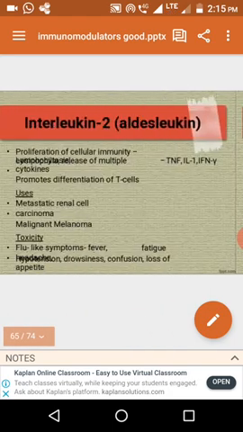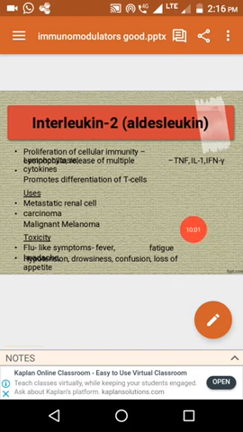Next, interleukin 2. Interleukin 2 is one of the major cytokines produced from lymphocytes, responsible for activation, proliferation and differentiation of T lymphocytes. It is also responsible for the release of various other cytokines such as TNF, interleukin 1, and interferon alpha by activation of T lymphocytes. The first function is activating T lymphocytes, which leads to release of many other cytokines. The second is promoting proliferation and differentiation of T lymphocytes. The problems of interleukin 2 are flu-like syndrome and other effects such as hypotension, drowsiness, confusion, and loss of appetite.